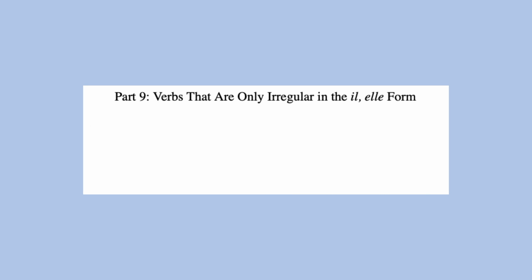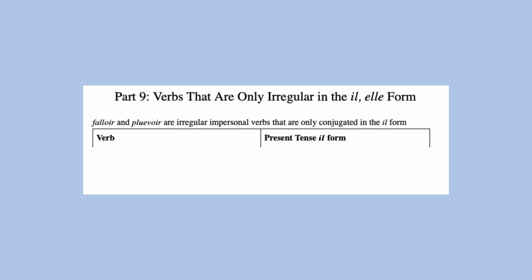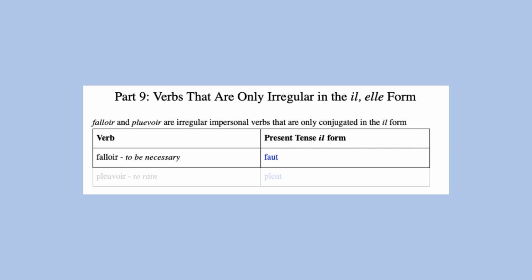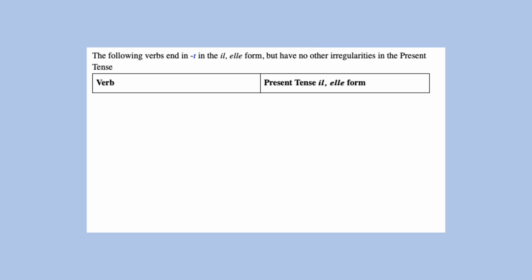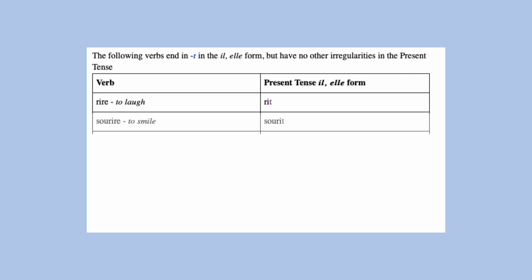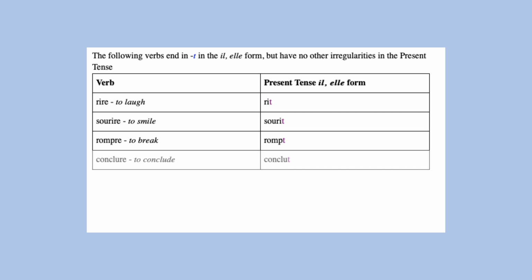Some verbs are only irregular in the il present tense form. The verbs falloir and pleuvoir are irregular impersonal verbs that are only conjugated in the il form to begin with. Il faut, il pleut. These verbs end in t in the il form, but they have no other irregularities in the present tense.